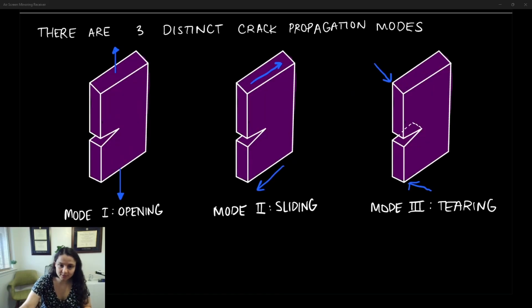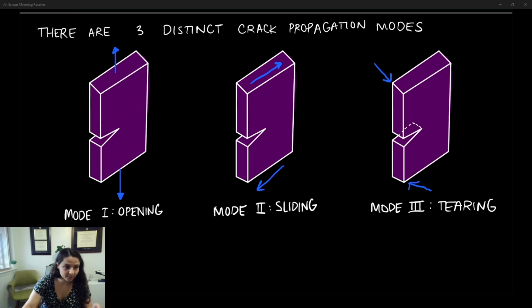Okay, so those are the three modes, and for this class, we're just going to focus on mode 1. It's the most common mode, and often the most important. So now let's return to our conversation about the stress intensity factor. So that stress intensity factor, K1, is a function of geometry, size, and shape of the crack, and the type of loading, depending on whether it's mode 1, mode 2, or mode 3.